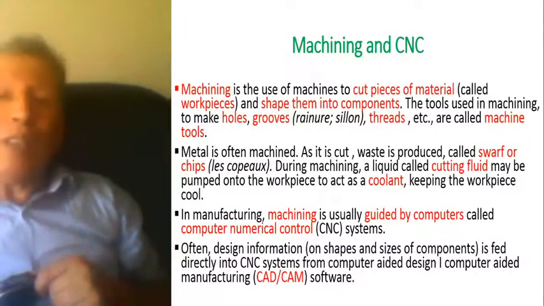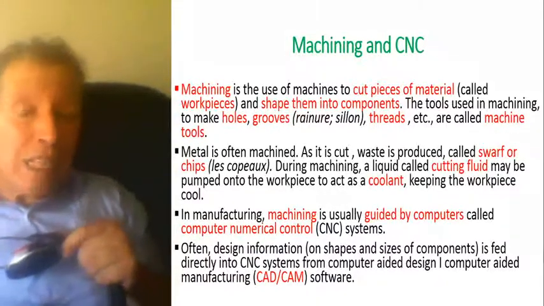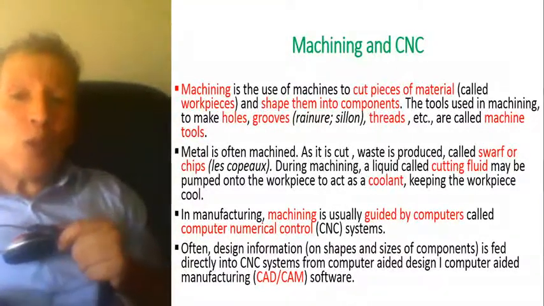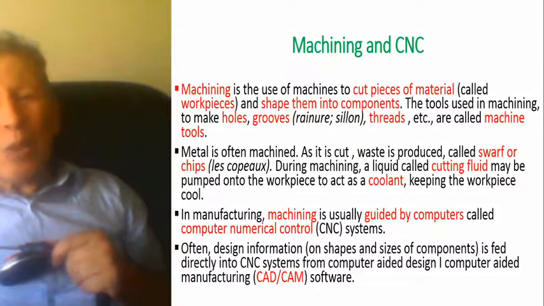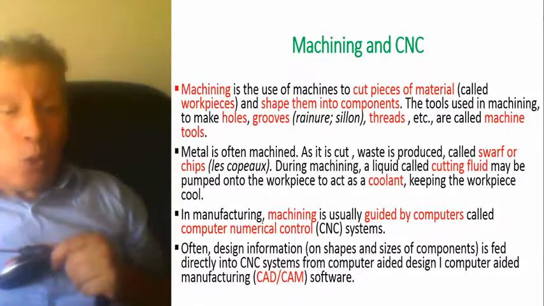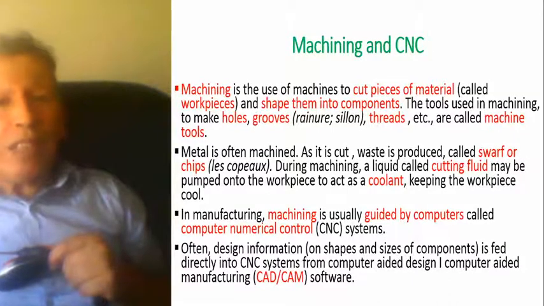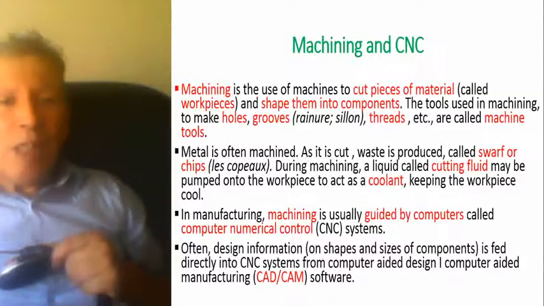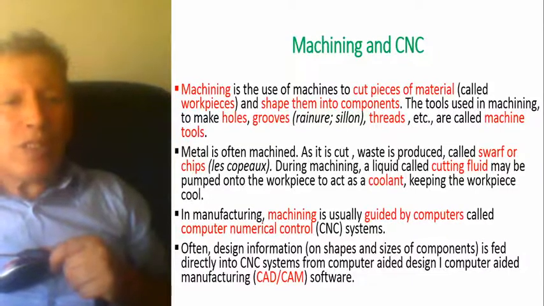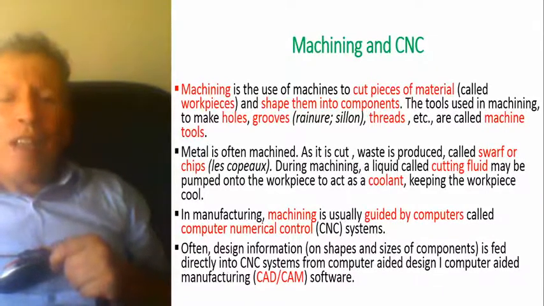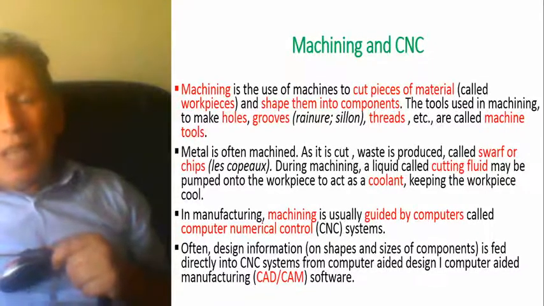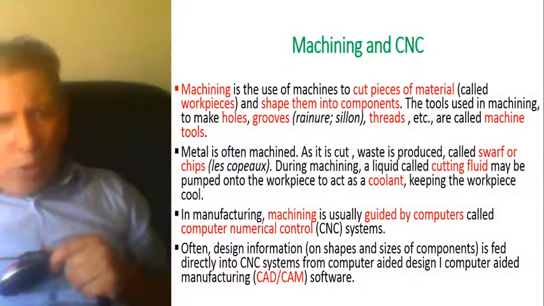So you are creating components that you will be placing elsewhere, that will be playing a role somewhere else, that will be useful for other purposes. The tools used in machining make holes, grooves, les rainures, les sillons, threads. So you can make lots of things with machines out of work pieces or out of big pieces of material. Grooves, ce sont des sillons, holes, ce sont des trous, and threads, ce sont des fils, etc. So these machines are called machine tools.